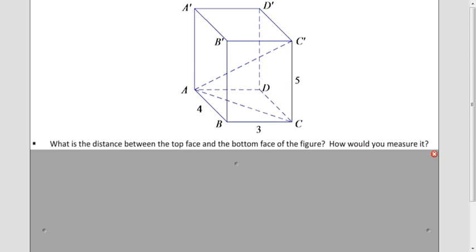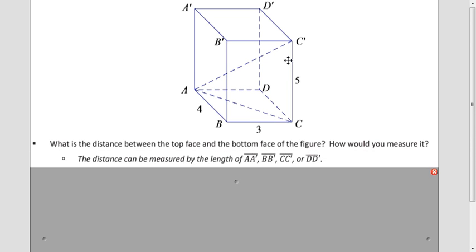And what's the distance between the top and bottom faces? Well, it would just be the height, right? So we could measure the length of any of these segments. So it would be 5.